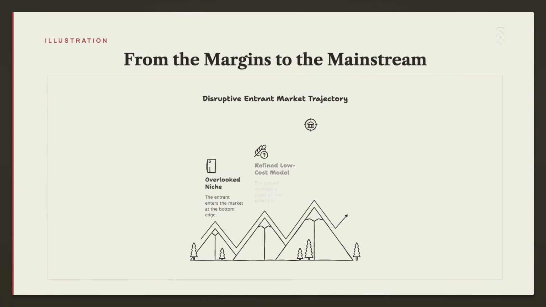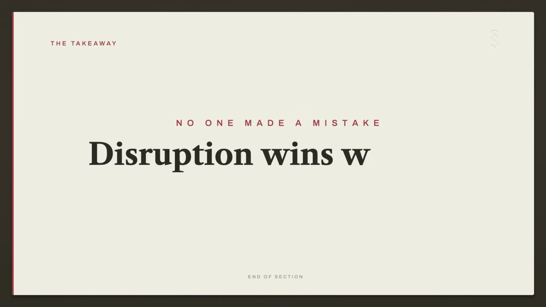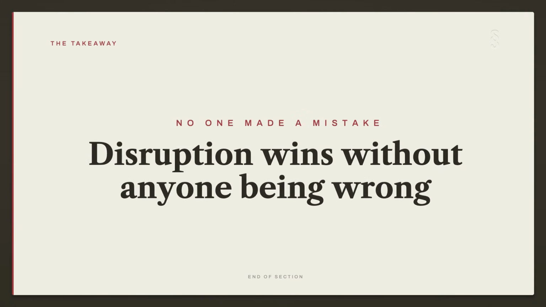A model built to be profitable at the bottom doesn't stay at the bottom. As it improves, the entrant moves up market into the segments the incumbent actually cares about, arriving with a cost structure no competitor can match. The incumbent's choices were reasonable at every step, which is exactly why disruption succeeds. And remember, Fintech just names a delivery method. True disruption means taking a market position from the margins toward the mainstream.